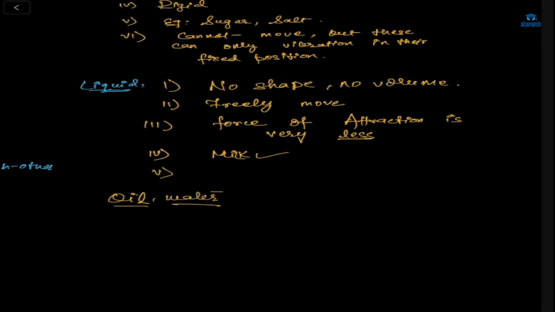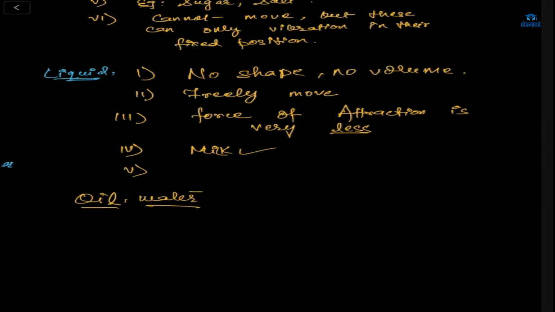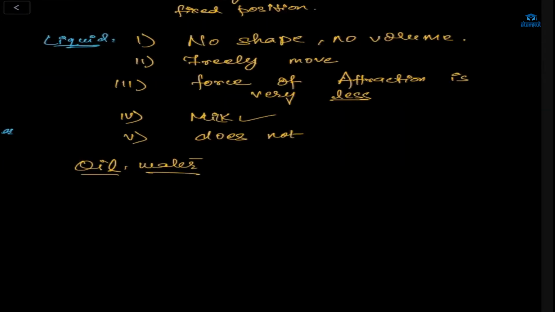Milk has a definite volume, but milk doesn't have a definite shape. It only takes the shape of its container. If milk is in this container, it takes the shape of my container, but milk does not have a definite shape.